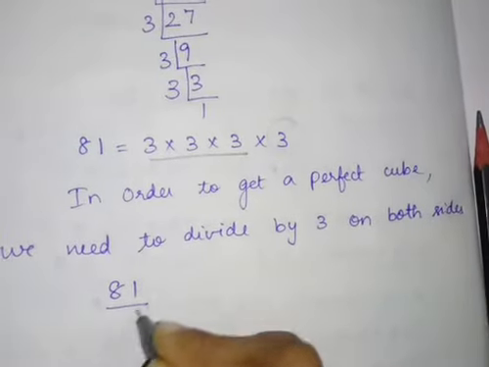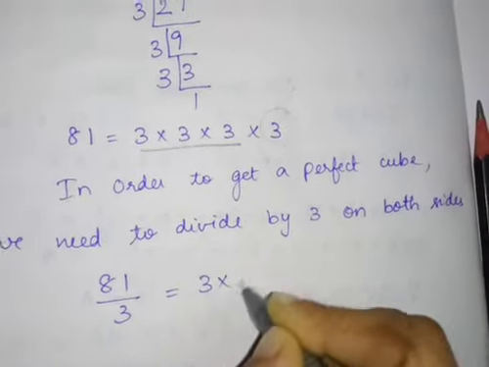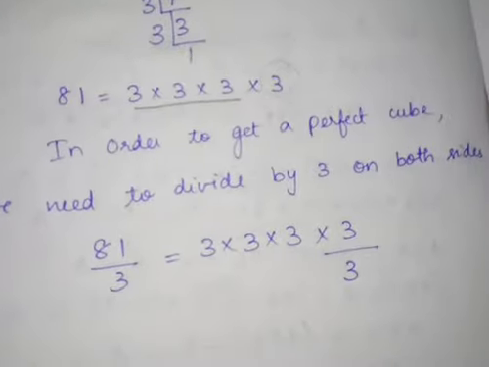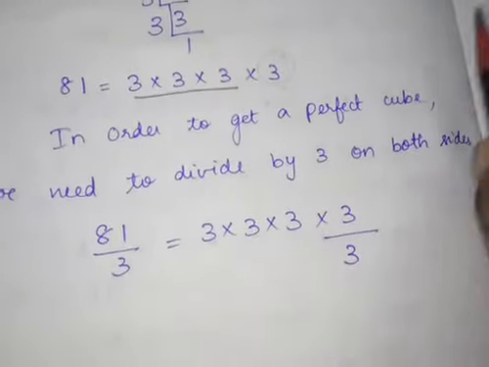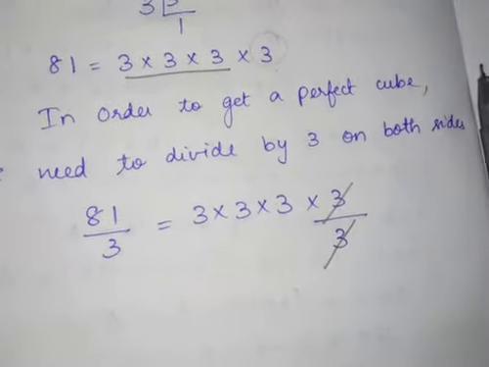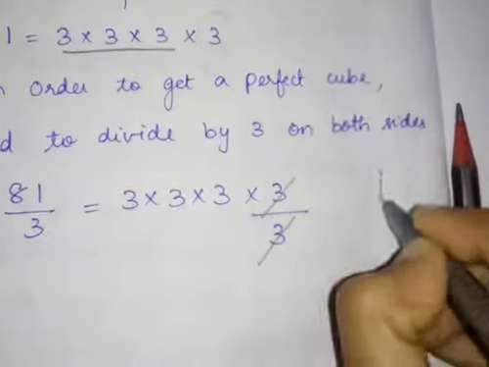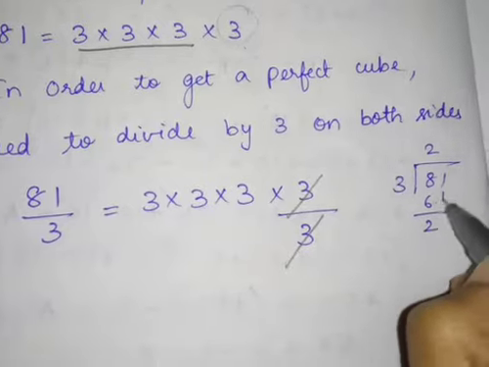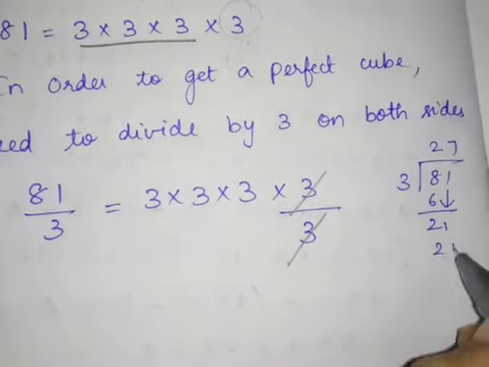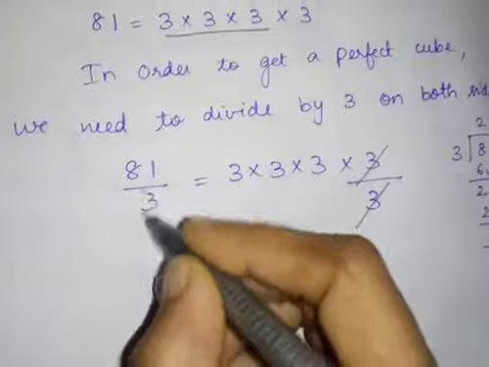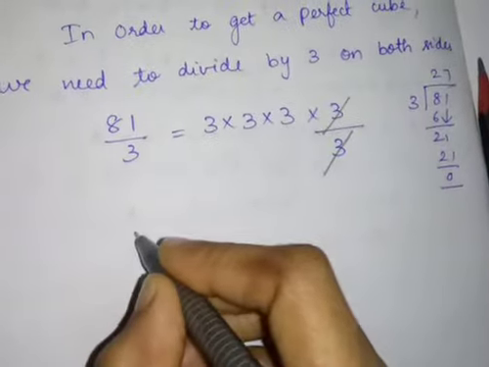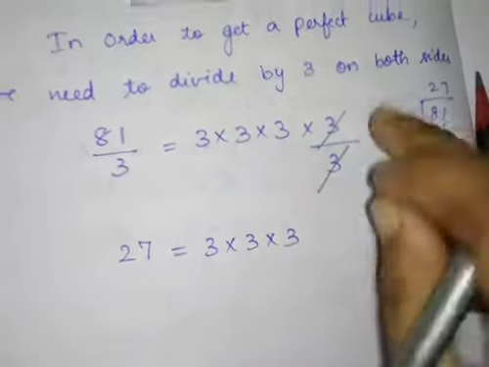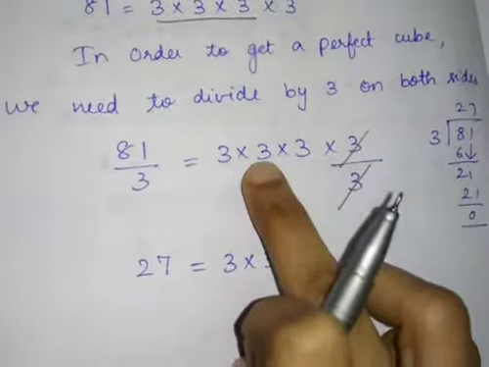So 81 divided by 3 is equal to 3 into 3 into 3 into 3 divided by 3. Correct? Because I have done division on both the sides. 3 cancels. Now shall I divide this 81 by 3 and see? 3 2s are 6, remainder 2, 1, 7 3s are 21, 0. So 81 divided by 3 is nothing but 27, which is equal to 3 into 3 into 3, because these two got eliminated.